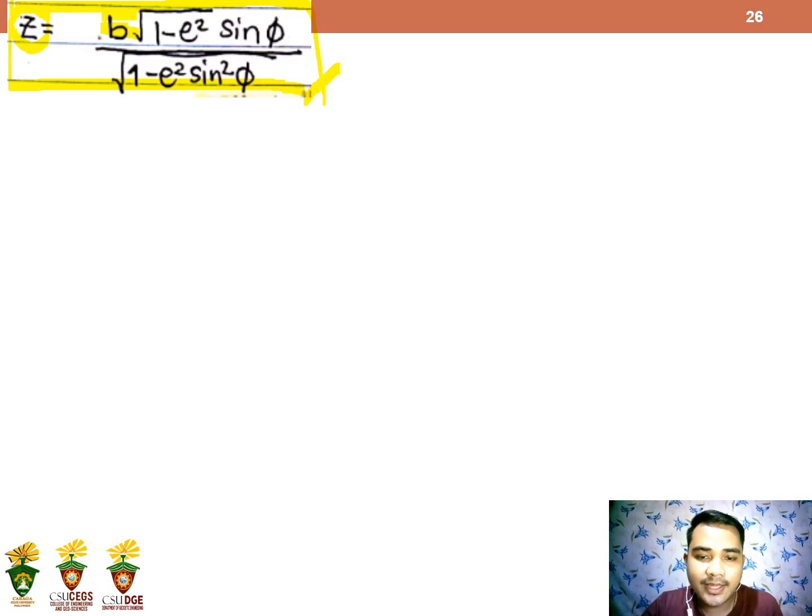Why do we express it in terms of the semi-major axis? It's because usually the given parameter in a problem is a, not b. Usually the given parameters are the flattening, the semi-major axis, or the inverse flattening. So usually what is given is a, the semi-major axis. That's why we need to express our equation in the semi-major axis.